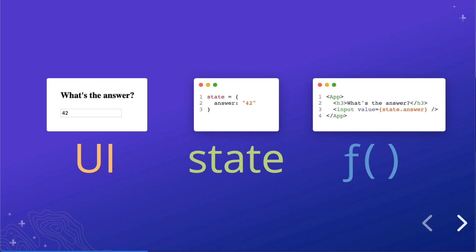The thing to notice here is that in order for our UI to render a different value in the input, which is currently 42, we don't need any additional code. Any updates to our state object will automatically result in an update to our UI, keeping our code very straightforward and simple.